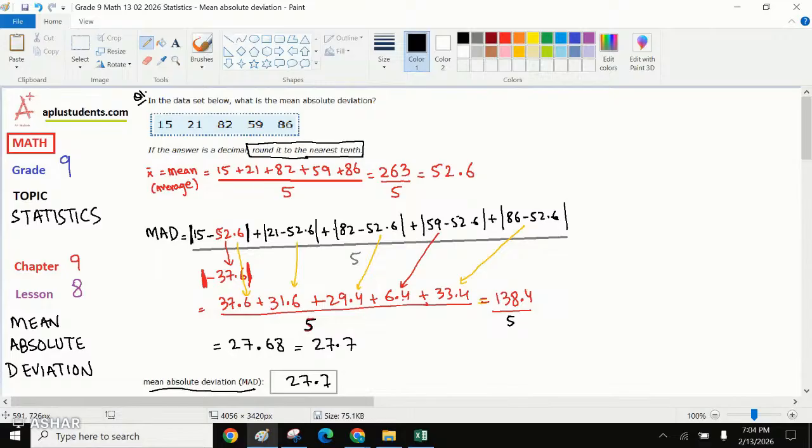This will tell us how much the mean is varying, how much the data set is varying. What is the variation in the given information? Okay, let's move ahead to the next question.